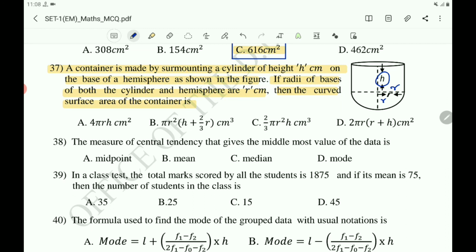Here the curved surface area of the cylindrical portion is, you know that, 2 pi rh, and the curved surface area of the hemispherical portion is 2 pi r square. Then here you can have, if you add these, 2 pi r square plus 2 pi rh. Here 4 pi is not there, so you can't make out the answer that way. Here you can make out the answer easily. You must know the formula, then only you can make out the answer easily. So option D is the answer.